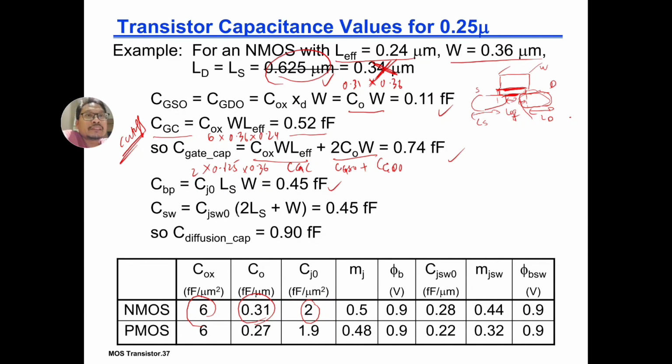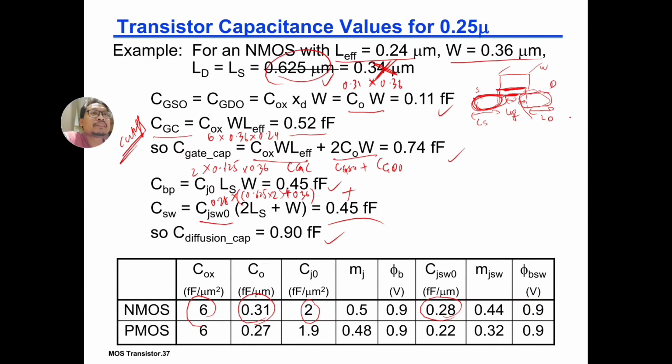And the sidewall. The sidewall is looking at CJSW, this guy, 0.28 times this thing, 0.625 times 2 plus 0.36. You should be able to get this, and that is your sidewall capacitance. So the total capacitance on the diffusion side is just this plus this, 0.9.